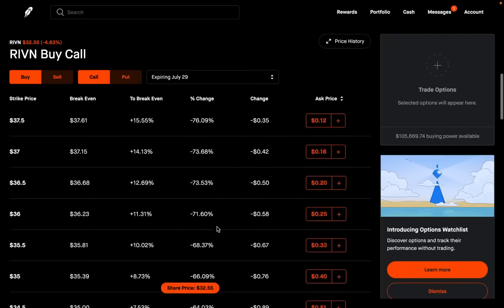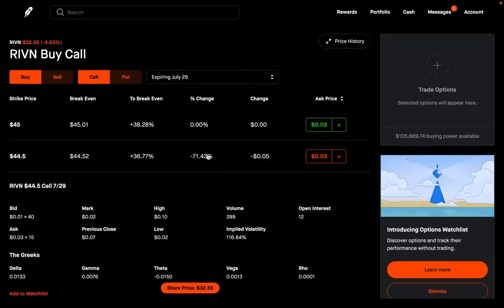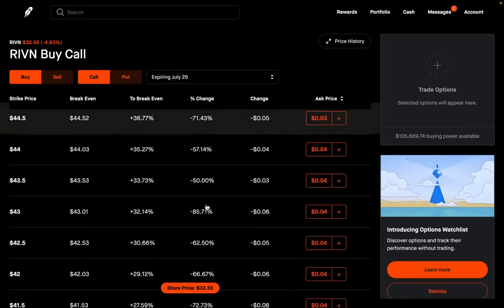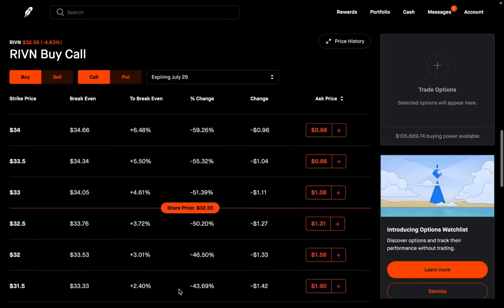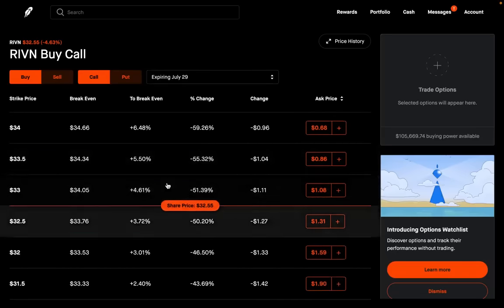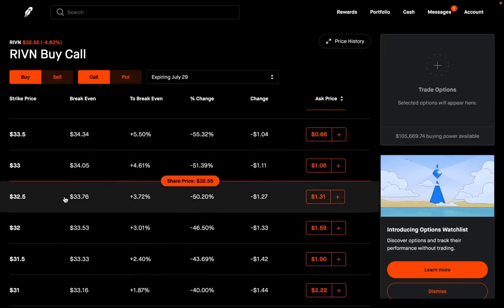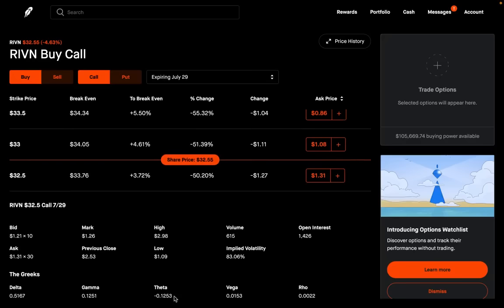And also the further out of the money you go, theta is also going to be less. So as you can see, 0.015, right? So theta is going to be the highest with the at the money options. And so remember, at the money options are the options whose strike are as close to the current share price, which this would be the at the money option. And as you can see, it has a theta of 0.1253.